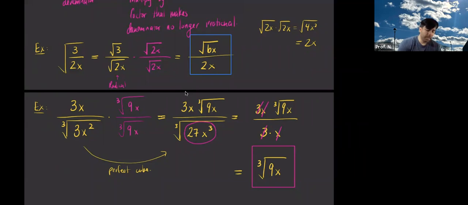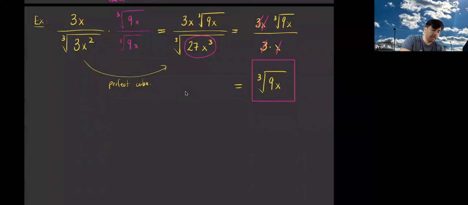Now just be mindful that this is the cube root, not the square root. So we care about making our denominators perfect cubes so that you can take the cube root of that perfect cube. Okay, so be mindful as to which radicals are being given to you to deal with.